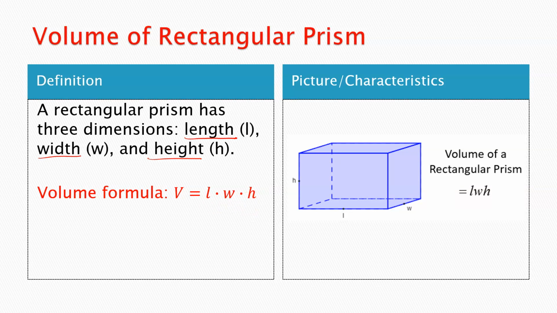So again, in order to calculate the volume of a rectangular prism, you're going to multiply your length, right, times your width, right? And if you just focus on that, length times width right there, that's actually just a rectangle. That is the area of a rectangle.